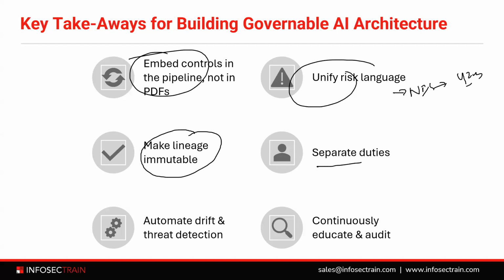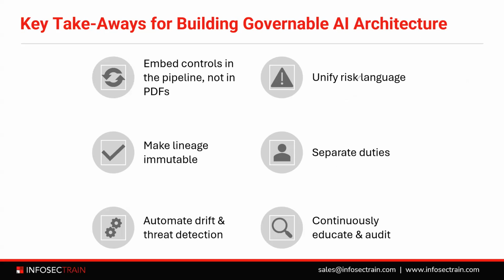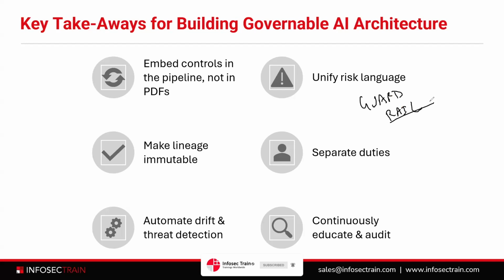Next is separate the duties. The development team will do development, the validation team will do validation, and production will do production. There should be three separate teams. Next is automate drift. Automate drift basically means you tie in the monitoring layer and look for any deviations, and continuously educate the people on how to use AI. But one thing is missing here. One is called a guardrail. Have you heard about this? In AI architecture, this is a turning point: guardrail.